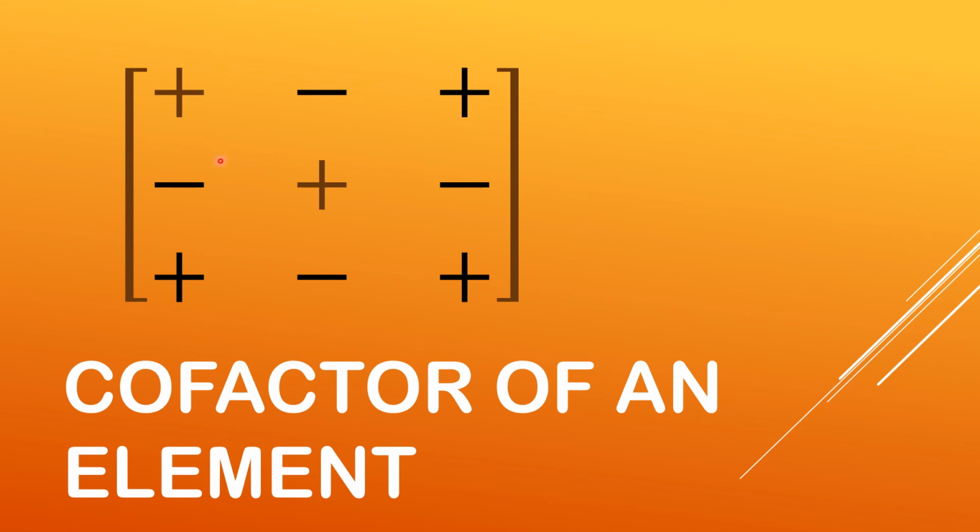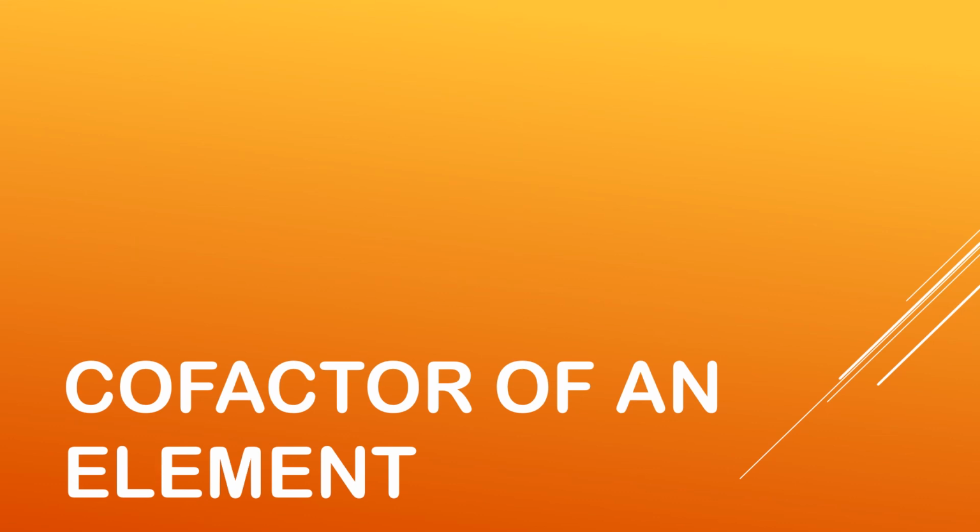Now, when we come to the second row, we give a negative sign. Then for the second element, we give a positive sign. We give a negative sign. If there is another element here, we give positive, then negative and so on. And then coming to the third row, we give a plus sign, then negative, then plus, then negative and so on. This is how we find the cofactor.